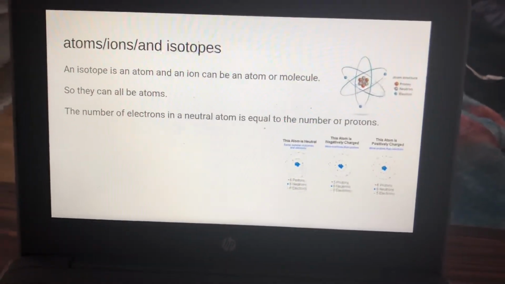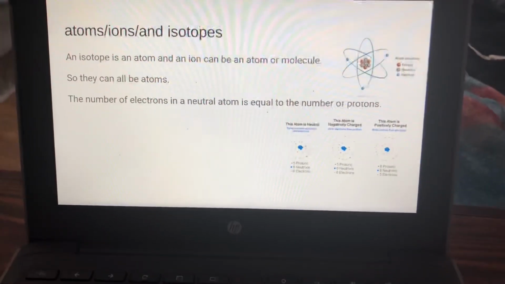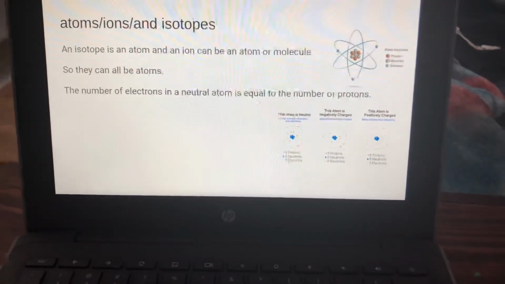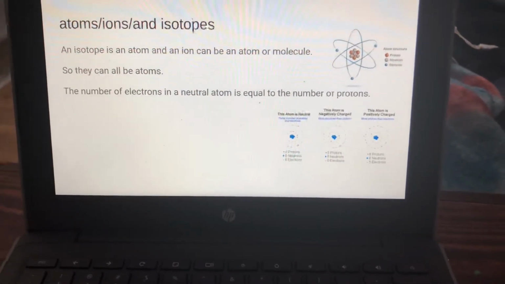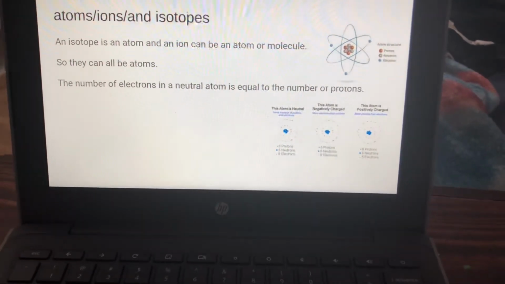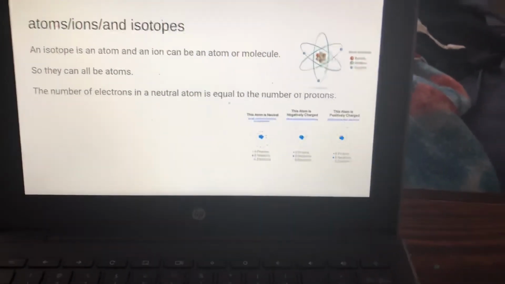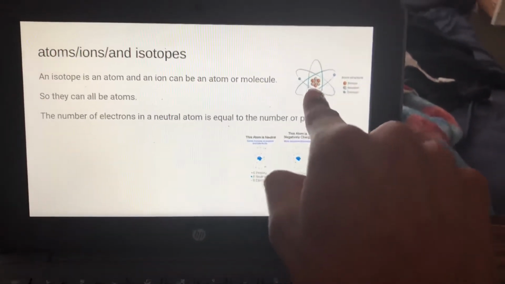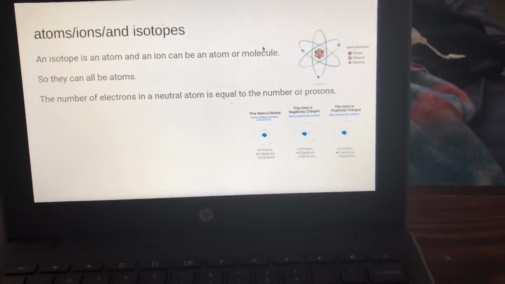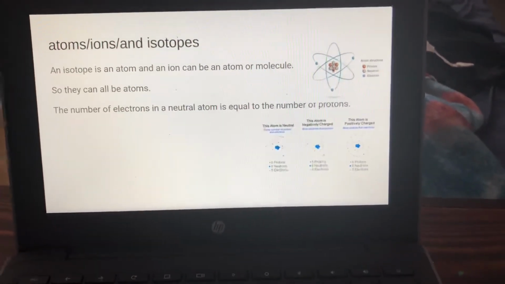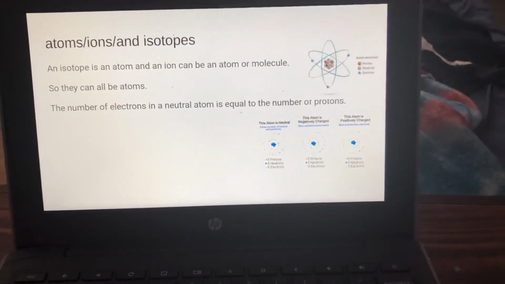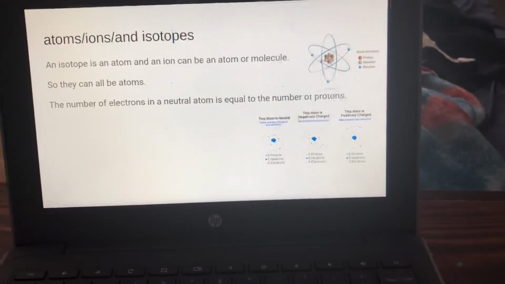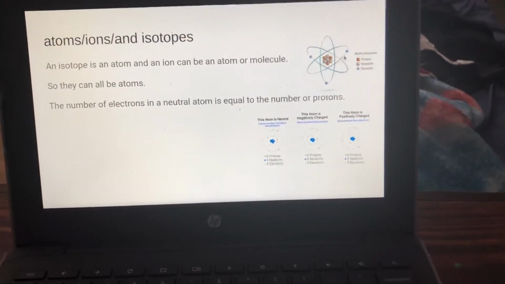Atoms, ions, and isotopes. An isotope is an atom, and an ion can be an atom or molecule. They can all be atoms. The number of electrons in a neutral atom is equal to the number of protons. This right here is an atom. Protons are these little orange things, and the neutrons are these little gray things, and the electrons are the blue things around.